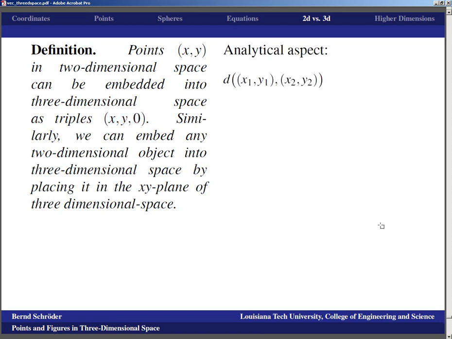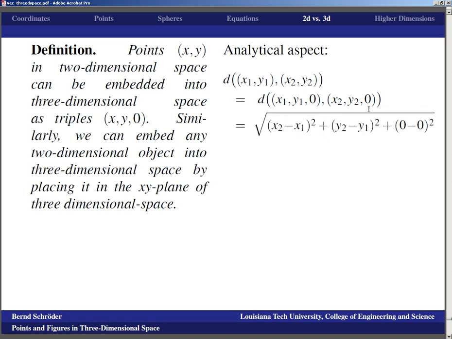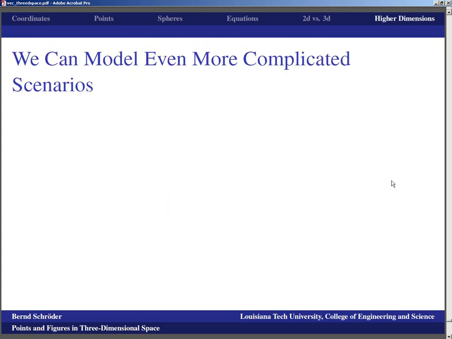If we're looking at the analytical aspect, well, the distance between the points x1, y1 and x2, y2, that's a distance formula that we know from working with two-dimensional objects. We realize that that's the same as the distance between the points x1, y1, 0 and x2, y2, 0, because that's the same xy plane, right? It's now just placed in three dimensions. And so that means the distance formula in 3 dimensions is square root of x2 minus x1 quantity squared plus y2 minus y1 quantity squared plus 0 minus 0 squared, which is exactly the formula that you have memorized all along.